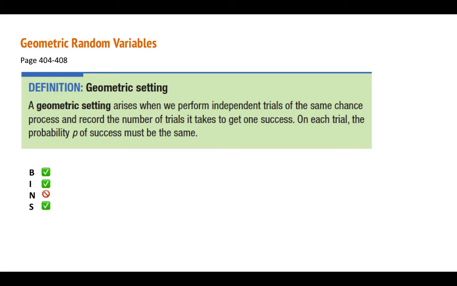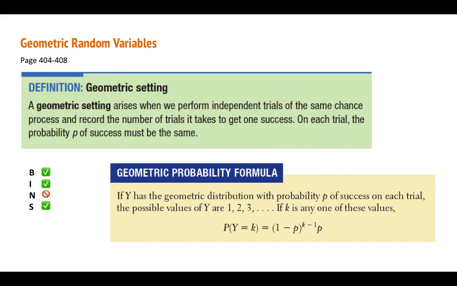We still have S, which is success, the same probability for each trial, and that stays the same each time. So basically just BIS instead of BINS. We don't need the N for it to be geometric. And the formula, which is what we were just looking at on the previous slide, is the probability that you did not get that success a certain number of times and then you got it on the last time.